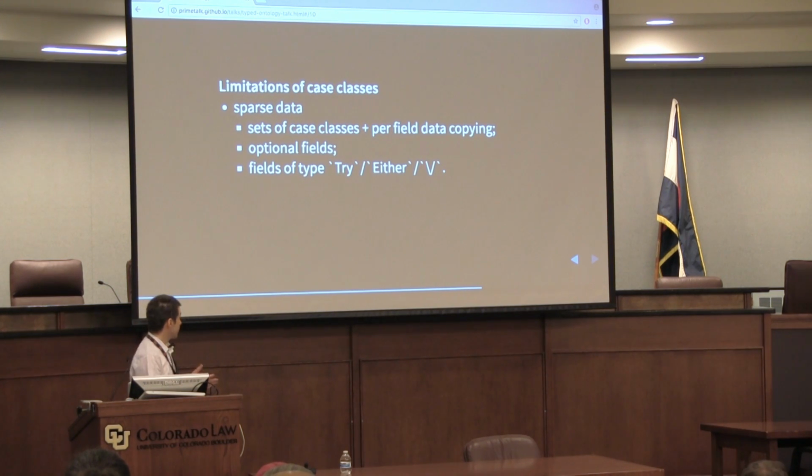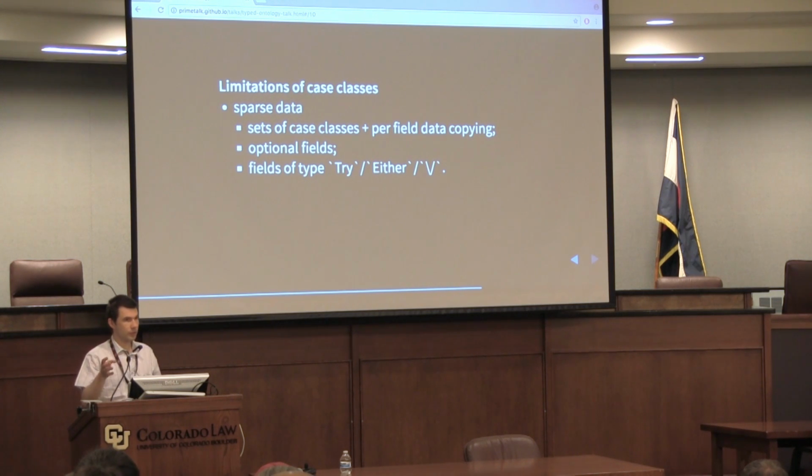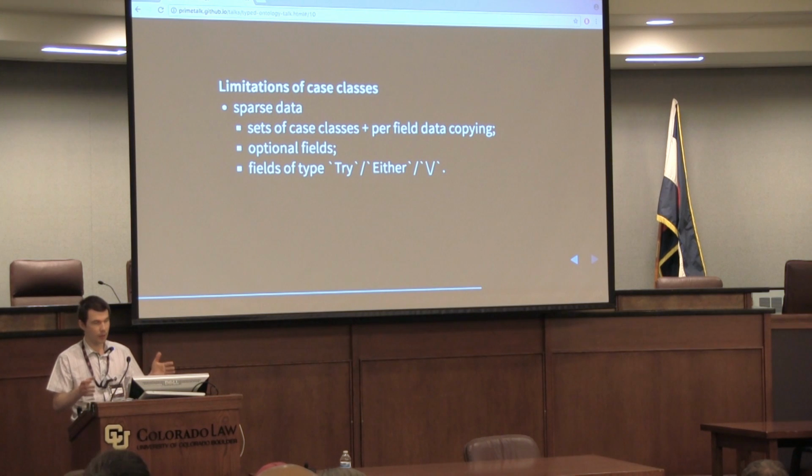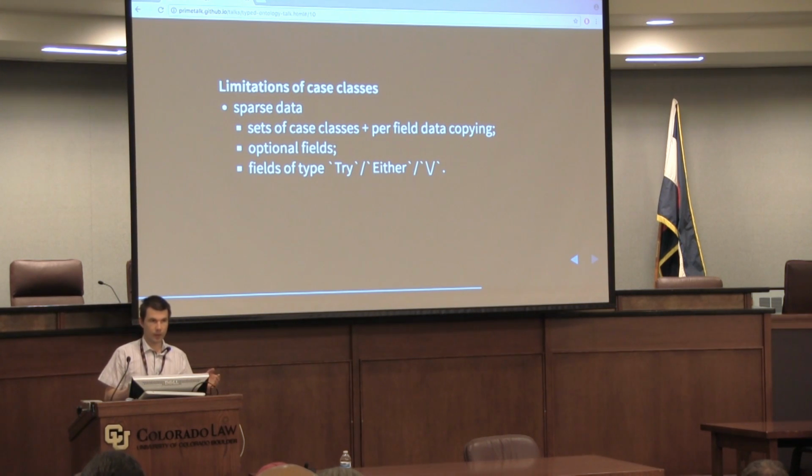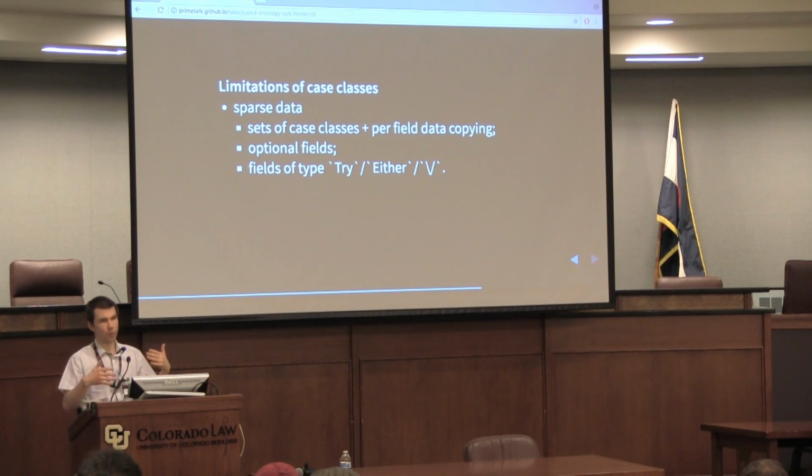So what are the limitations of case classes compared to ontology? Well, of course, we can do a lot of things with case classes, but ontology gives a different perspective. That's why I'm looking into the difference. So when we use case classes to represent data, we use different sets of case classes at different layers, and we have to copy data from one set of case classes to another set of case classes. And this is error-prone. We have to introduce some optional fields or fields of type Try to represent either incomplete data or unparsed data or something like that.